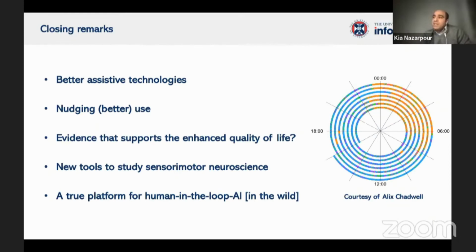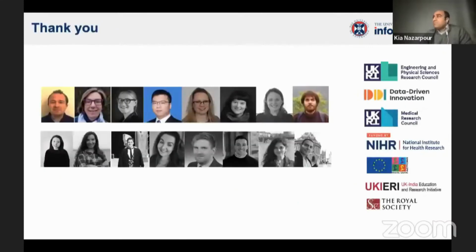And from a machine learning and artificial intelligence point of view, it's a true platform for human-in-the-loop AI in the wild setting, which are not many of them around in the myoelectric machine learning community.